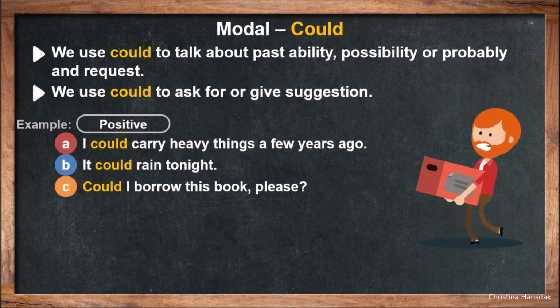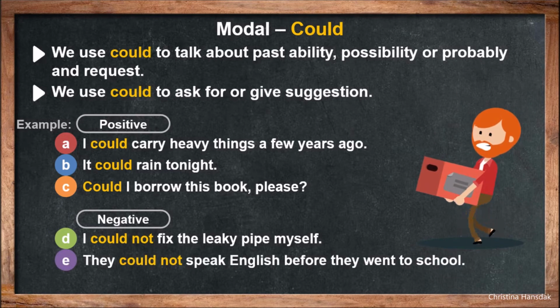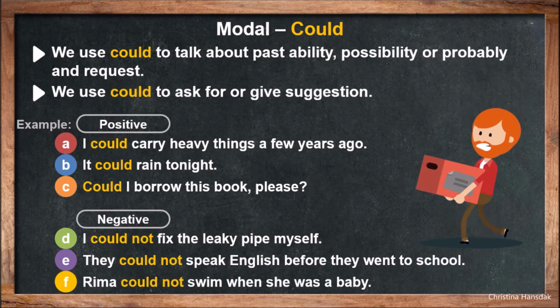Sentence number C. Could I borrow this book, please? Sentence number D. I could not fix the leaky pipe myself. Sentence number E. They could not speak English before they went to school. Sentence number F. Rima could not swim when she was a baby. Students, the upper three sentences are in the positive forms and the remaining three sentences are in the negative forms.